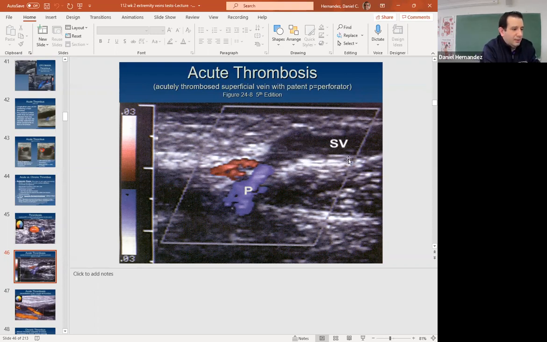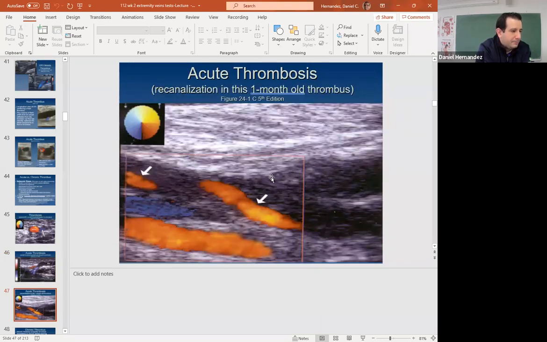This picture just shows an acutely thrombosed superficial femoral vein. You can see a large superficial femoral vein here in the presence of a perforator connecting into that SFV. This is showing a vessel that's attempting to recanalize, so open back up. The body is lysing and breaking down that thrombus, and we're starting to get a return of flow within that vessel itself. This is 1 month post thrombosis.